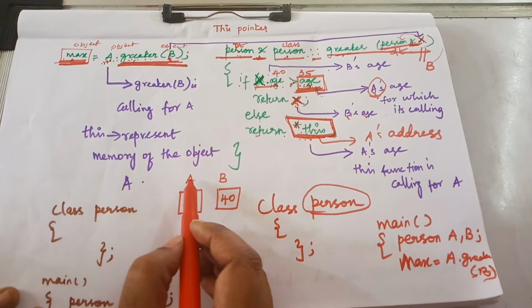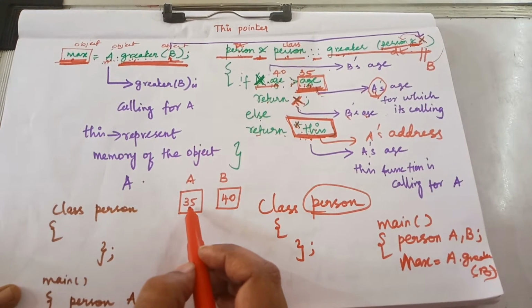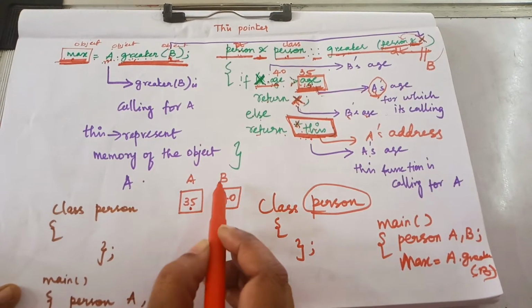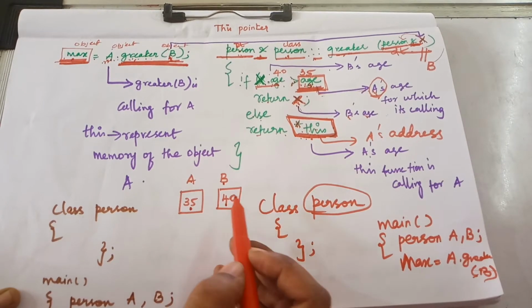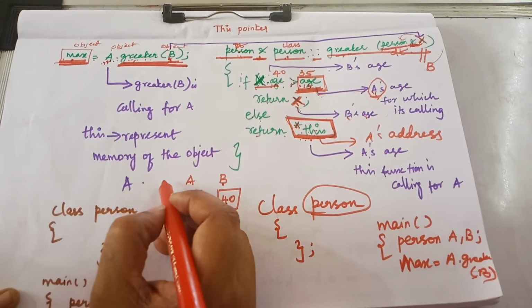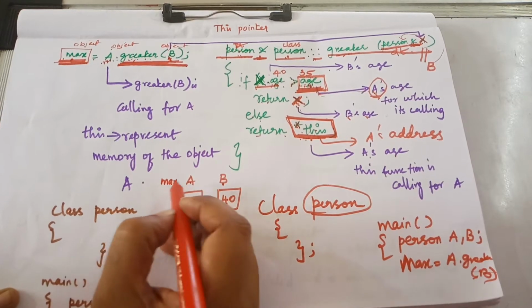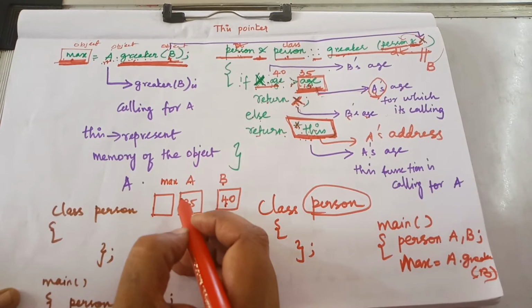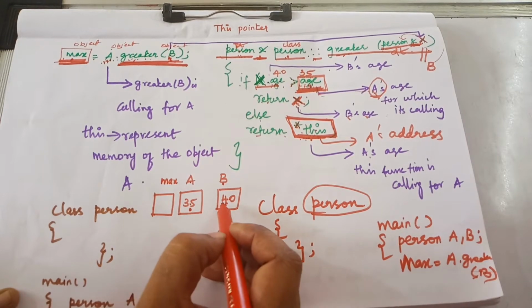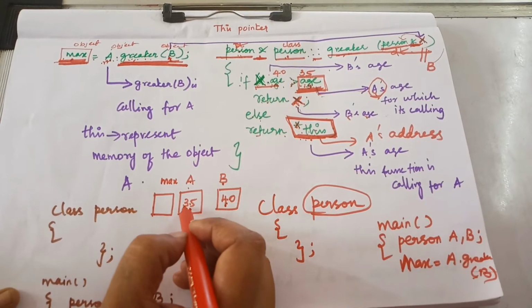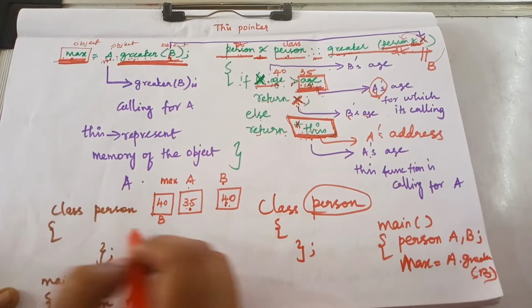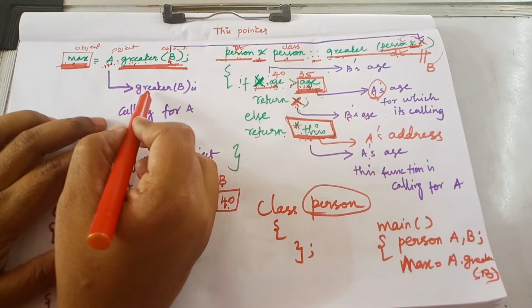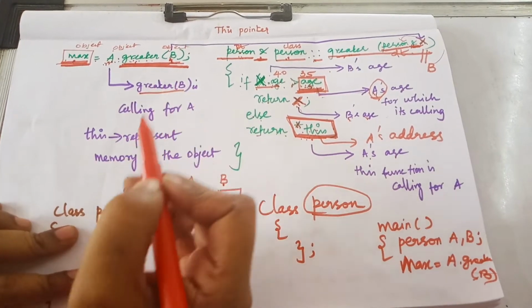See here, a is an object. For example, a is the age of one person, so age is 35. b is another object which consists of a data member age, and that age is 40. Now we are going to compare these two and store the answer in max, which is the maximum value, whether a or b. According to this, 40 is the greatest value, so b is the greatest. So greater b, this member function, is being called for a.